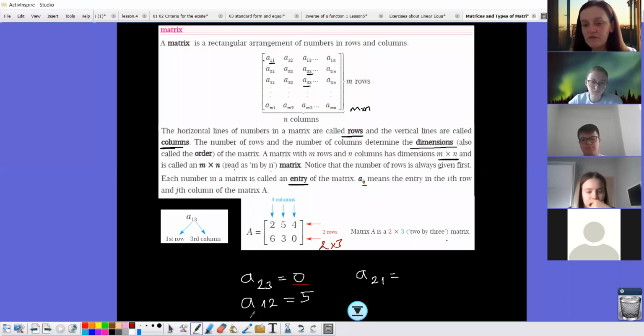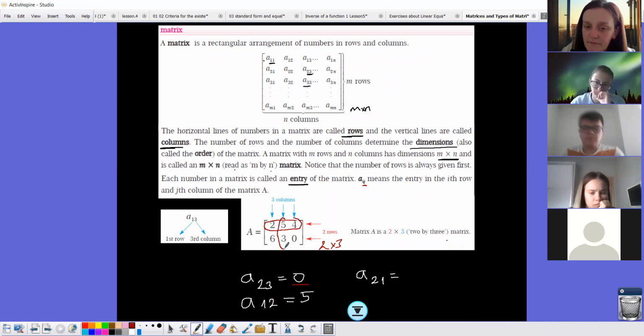So for example A12, the first number will show you the row, the second number will show you the column. So this is the first row. I'm taking this first row and second column. So which one is my entry? 5. Okay? It's okay.